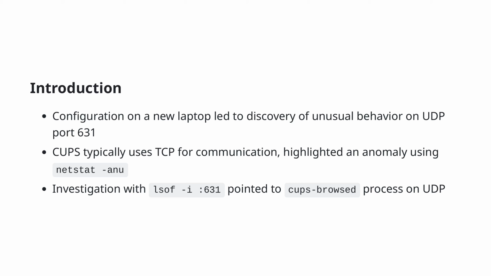In this module, we'll walk through the discovery of unusual network behavior related to UDP port 631 on a new laptop. During the configuration process, netstat -anu was utilized and highlighted an anomaly where CUPS, which typically operates over TCP, was seen using UDP. A closer investigation using the lsof 631 command revealed that the cups-browsed process was active on UDP. This finding pointed to a potential security issue that could affect various systems, including most GNU Linux distributions, some BSDs, and possibly Chrome OS and Solaris. Therefore, understanding and addressing this behavior is essential for maintaining network security.